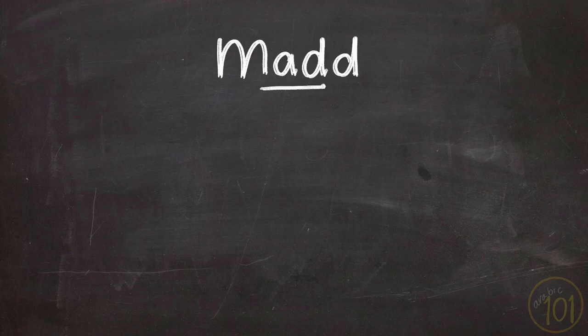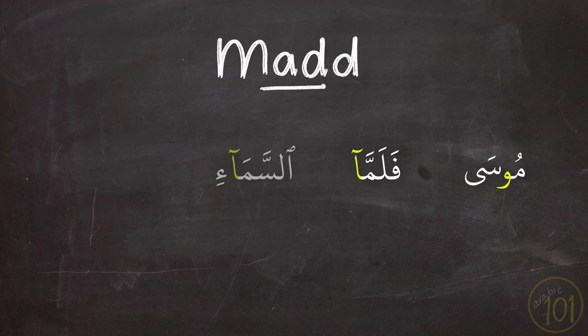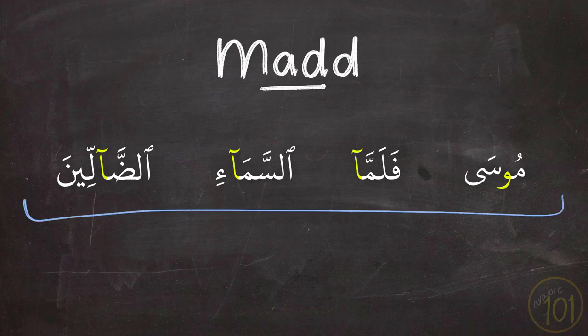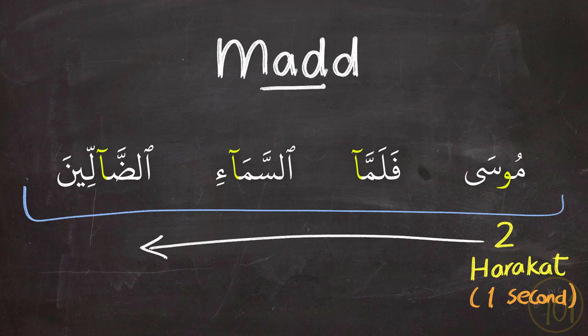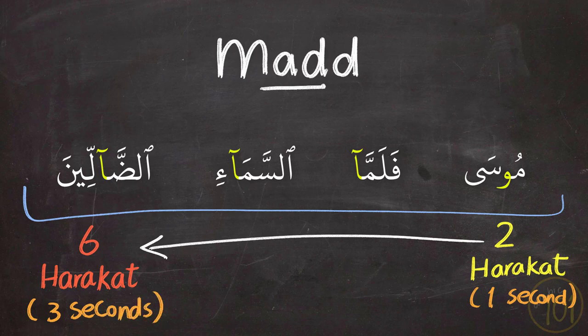Mad in the Quran means that you have to extend a certain letter longer than usual. So the length of different types of mad in the Quran will range from 2 harakat or counts, which is around 1 second, to 6 harakat or counts, which is about 3 seconds.